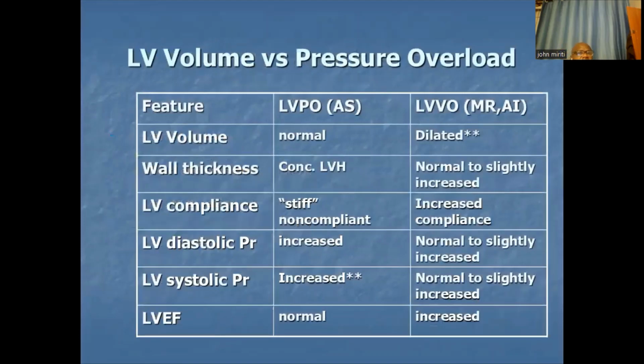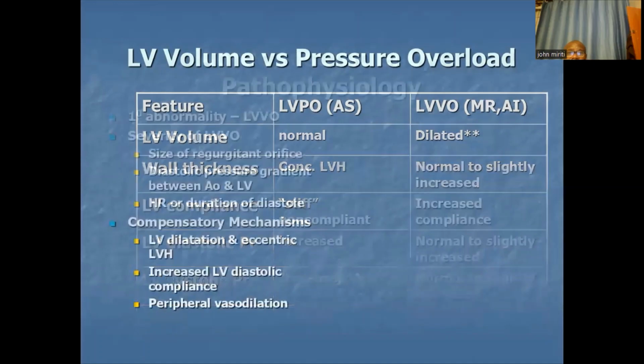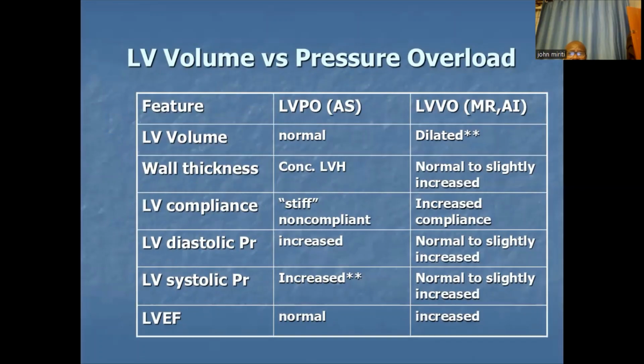So left ventricular volume versus pressure overload: what are the features in this type of patient? In aortic stenosis, the left ventricular pressure overload is present and the left ventricular volume is normal. Left ventricular volume overload with dilatation occurs in mitral regurgitation and aortic insufficiency.